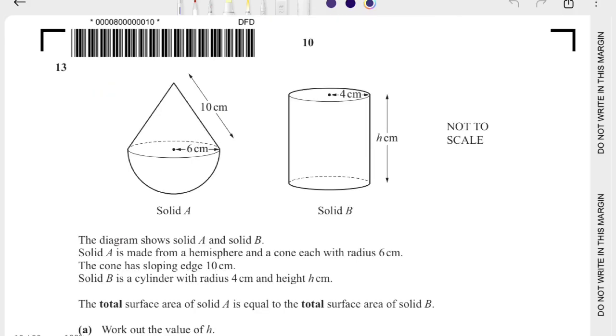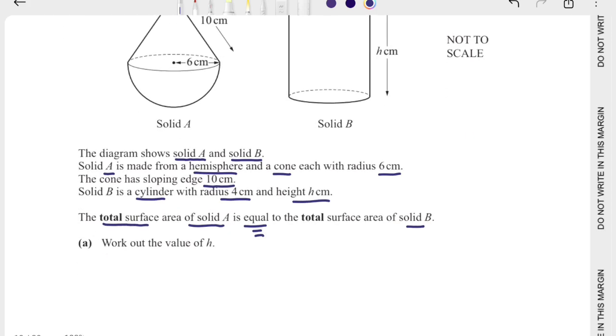So number 13, the diagram shows solid A and solid B. Solid A is made from a hemisphere and a cone, each with radius 6 cm. The cone has sloping edge of 10 cm. Solid B is a cylinder with radius 4 cm and height 8 cm. The total surface area of solid A is equal to the total surface area of solid B. Work out the value of H.